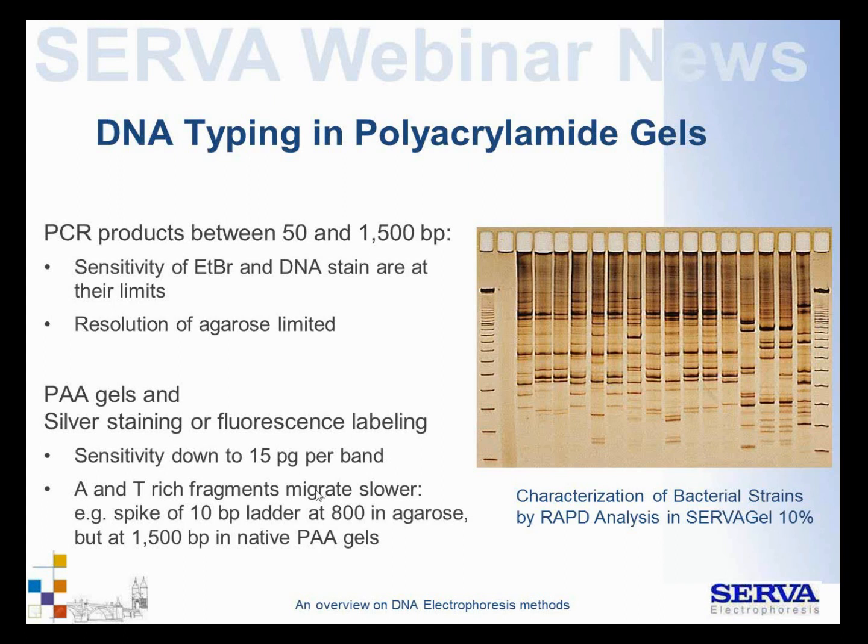The reason why this is the case is that polyacrylamide gels are more hydrophobic than agarose gels, and so you can have interactions between the AT rich fragments and the matrix, and the C and G rich fragments have much less interaction with the gel matrix.